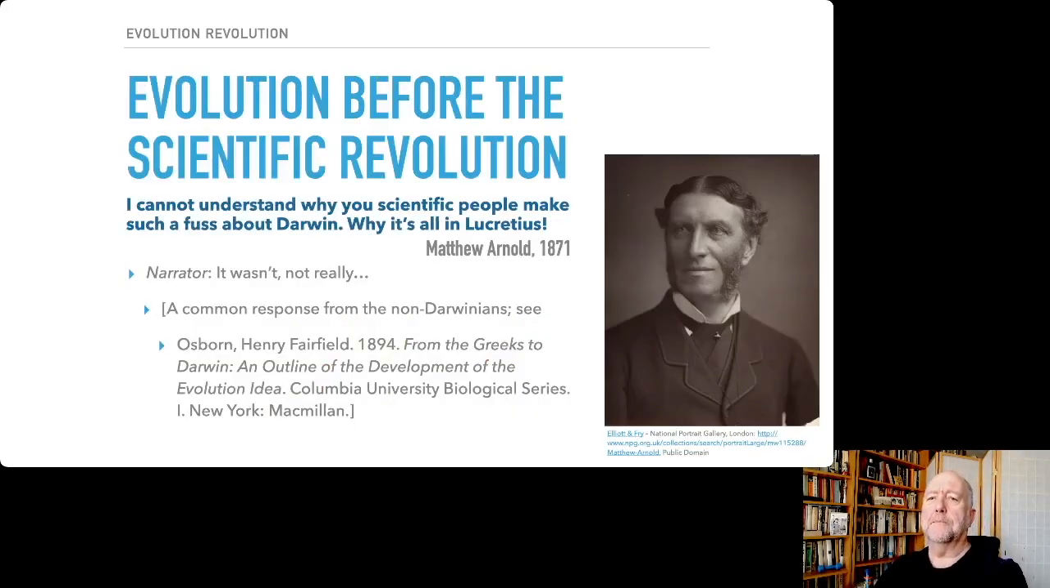However, to get back to history, Matthew Arnold in the period just after Darwin, like a lot of humanities educated scholars and intellectuals, claimed that Darwin's view is very, very old. It goes back to the Greeks, and Henry Fairfield Osborn published a book which you can find online if you want to read it, called From the Greeks to Darwin, An Outline of the Development of the Evolution Idea. Now, this book is bad history, and this claim of Arnold's is bad history.